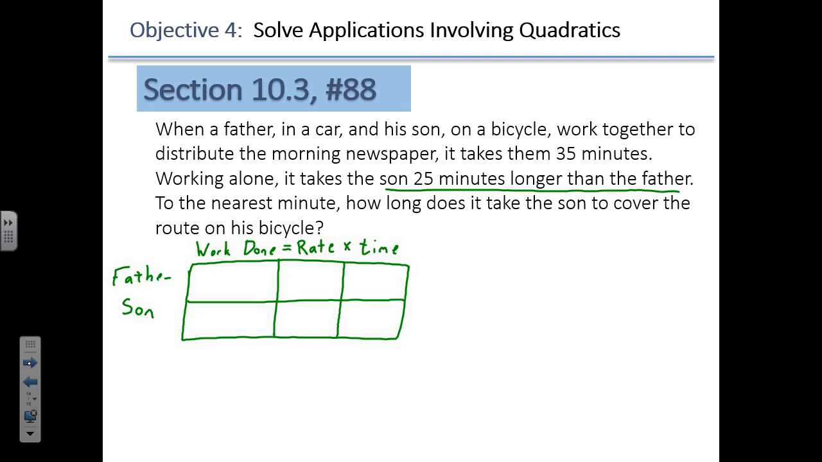So let's look at the scenario. What do we know? Remember, our time worked is the time worked together. And we know that in this case. Together it takes them 35 minutes, so we can fill that value in for both.